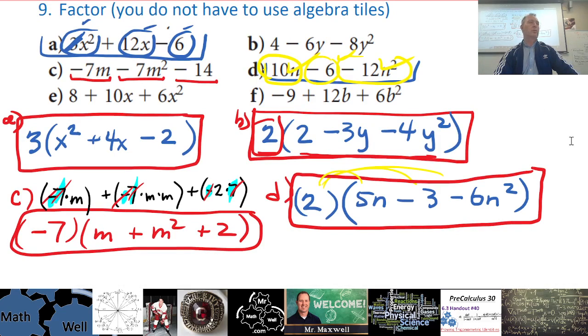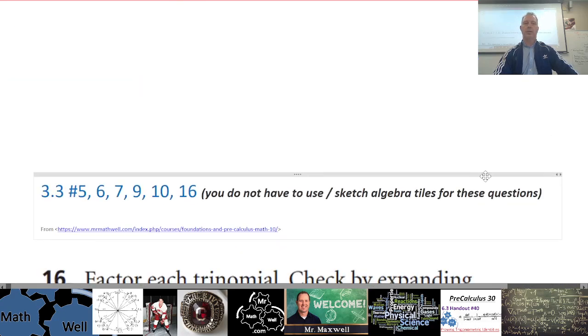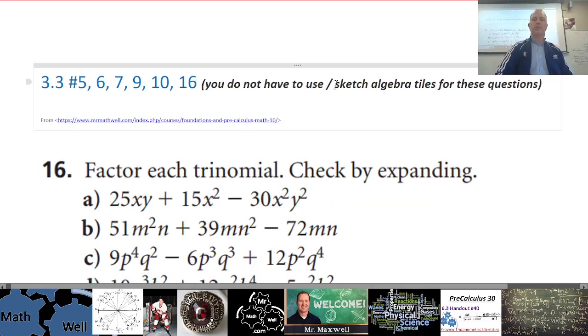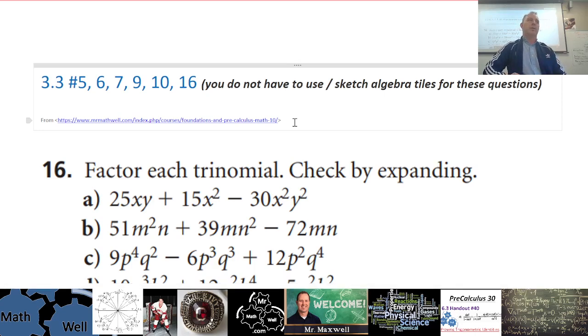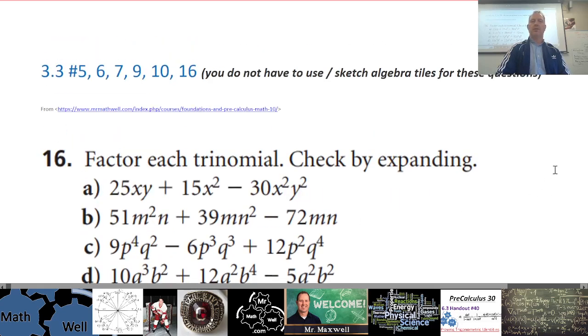Any questions? Okay, hopefully you tried those C and D and were able to get those answers on your own. Okay, so here's your assignment. Again, you do not have to use or sketch algebra tiles for these questions. You can either use the prime factorization method, or you can just consider each term and determine the greatest common factor for each term. Please show your work, though, as much as possible. And yeah, there's your assignment. And maybe tomorrow, if any of you have problems with 16, we can go over something in 16 if you need to.